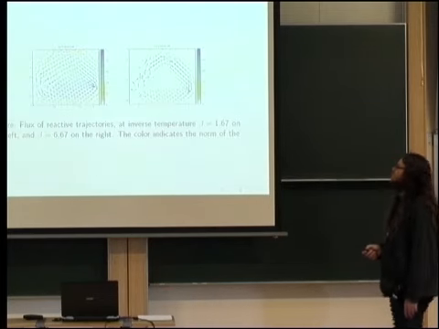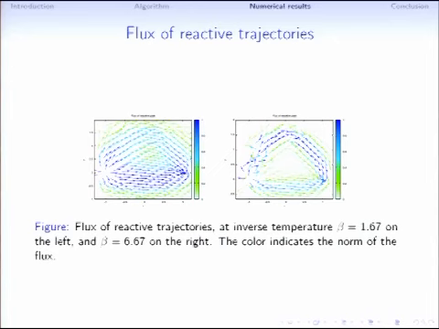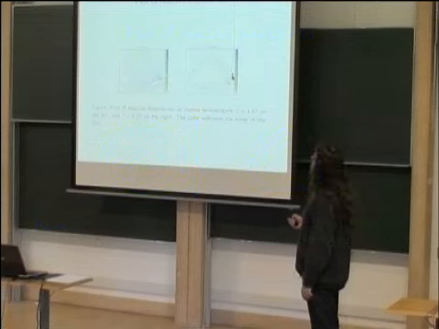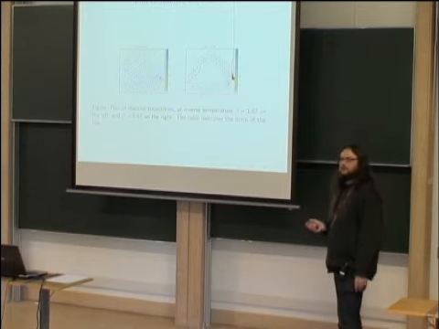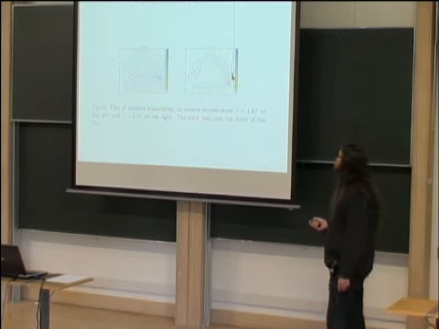On this example, we also computed the flux of reactive trajectories. It is just done by counting in each cell, in each bin on the square, the number of trajectories going in or going out in each direction. This way we can reconstruct the flux of the trajectories, which is very important in practical applications. It's one of the things that people really want to compute.